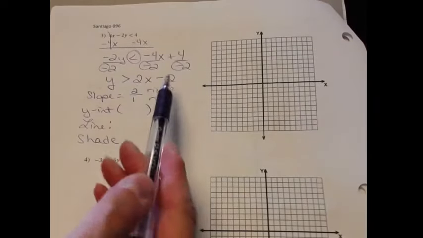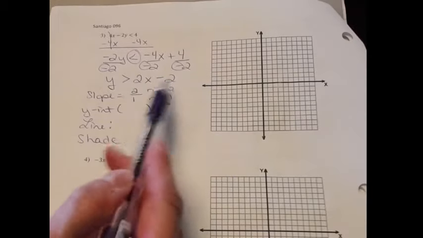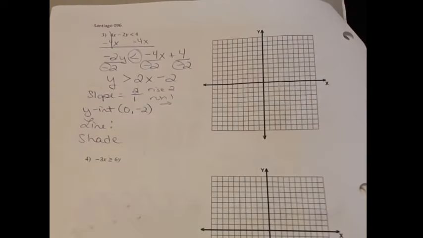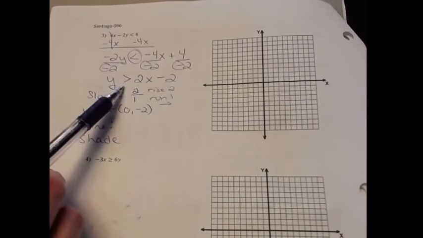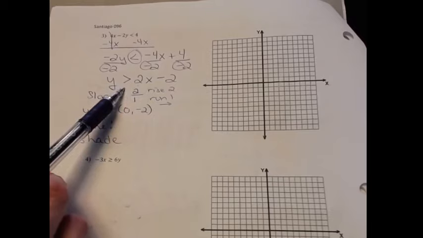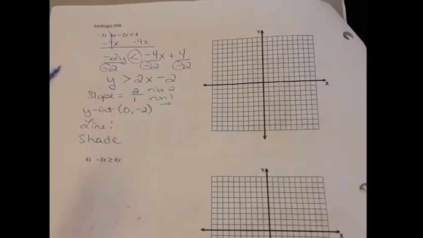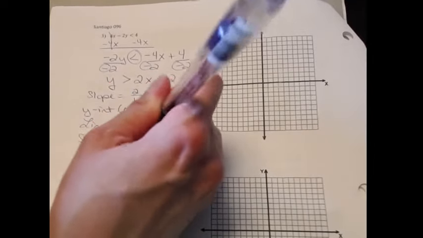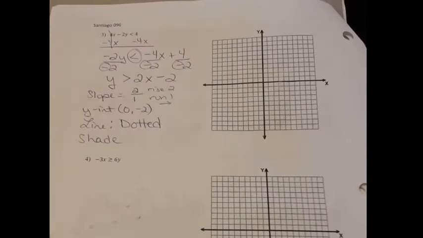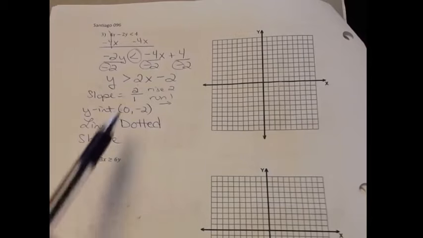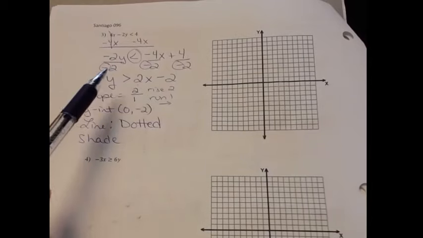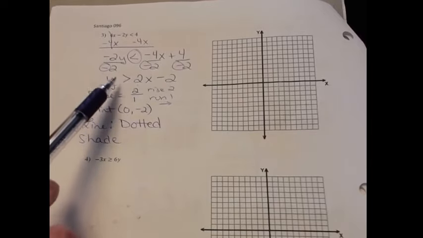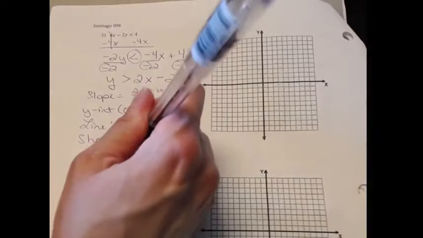My y-intercept is the b part of my slope-intercept form, so 0, negative 2. My line in this case is going to be dotted because there's no equal to. So it's an open circle, meaning open line, so dotted. Lastly, determining where we shade depends on what this says. This reads y is greater than the line. So because y is greater than the line, we will shade above.